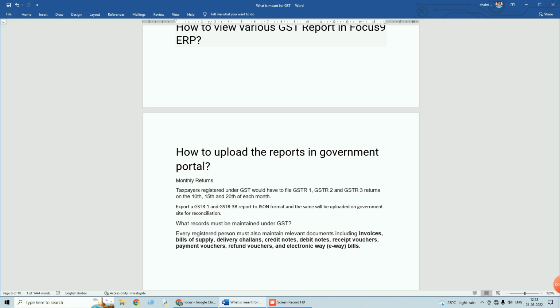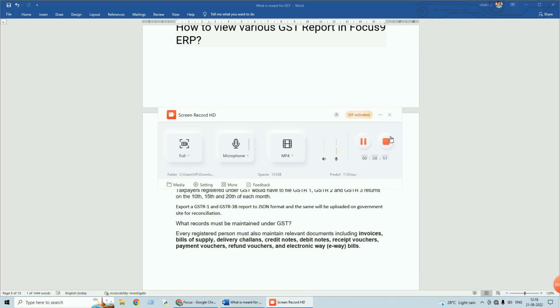Now I will take you through Focus 9 ERP. I will show you how the transactions are affecting GSTR1, GSTR2. I will show you all the reports. Okay, 1 second.